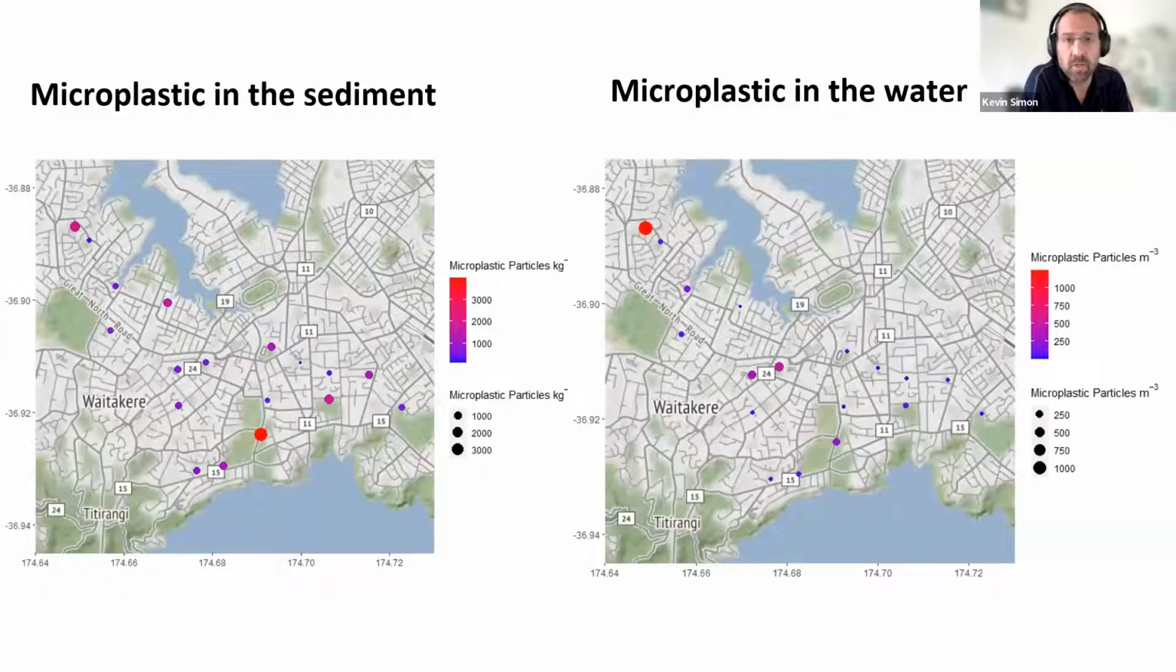The next two maps are just showing you the microplastics. So these are the very tiny fragments of plastic that we find in the sediment on the left-hand side and in the water on the right-hand side. And again, you can see there's lots of variation. For the amount of plastic in the sediment, we're ranging from upwards of 4,000 pieces of microplastic per kilo of sediment down to lower amounts. And in terms of the amount of plastic in the water, we're finding anywhere up, pushing up towards 1,000 particles in a cubic meter. So one particle in every liter of water down to some lower levels.